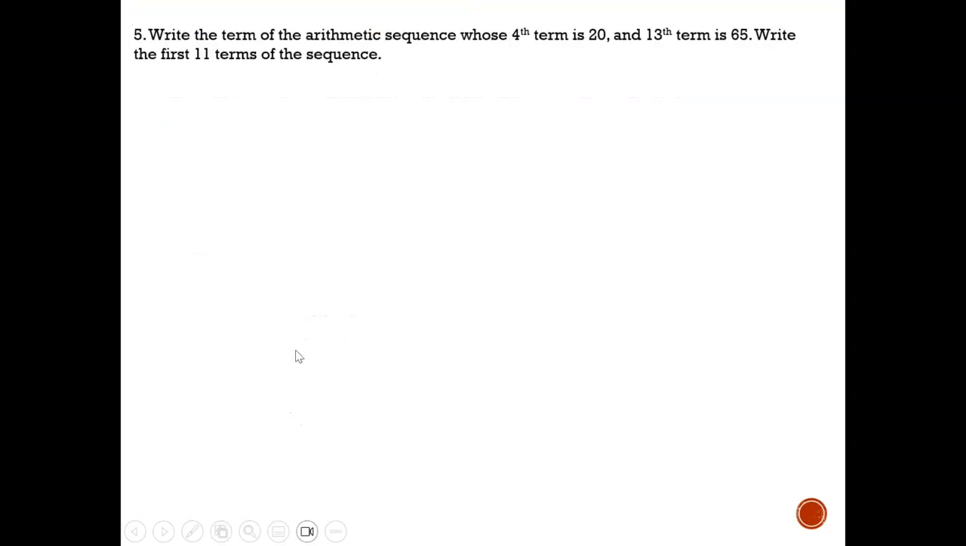Okay, let's do this one here. It says, write the terms of the arithmetic sequence whose 4th term is 20 and 13th term is 65. Write the first 11 terms of the sequence. This is a little bit more challenging, guys, because they don't give us a difference, nor the first term. But let's see how we can do it.